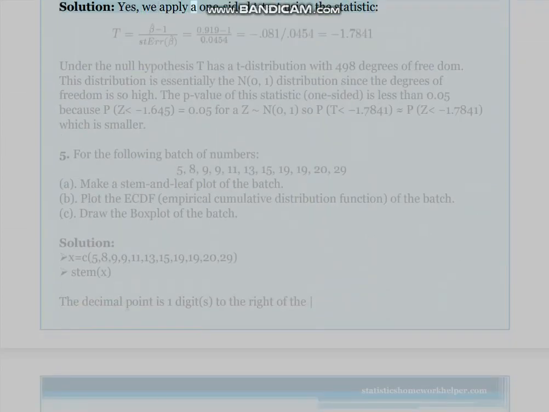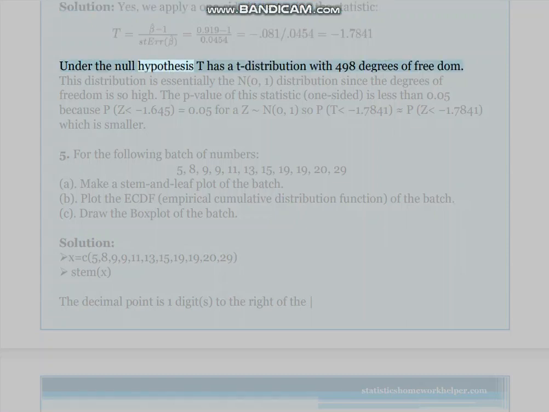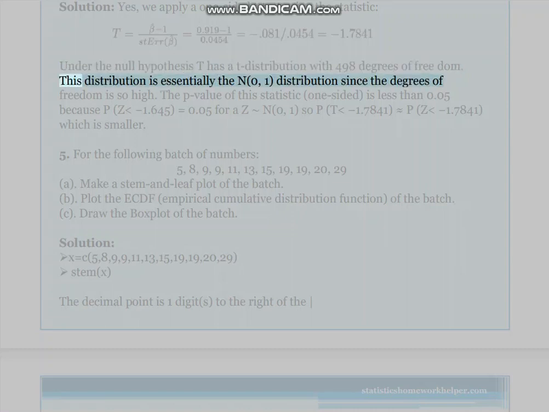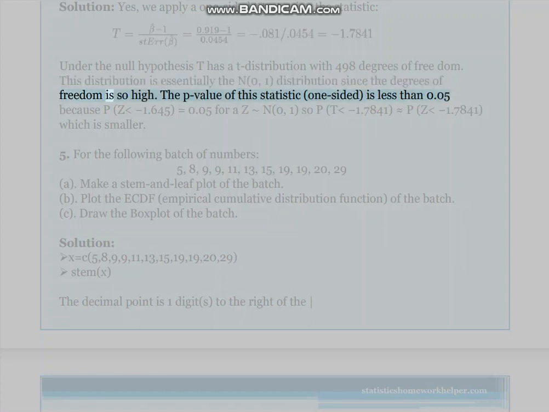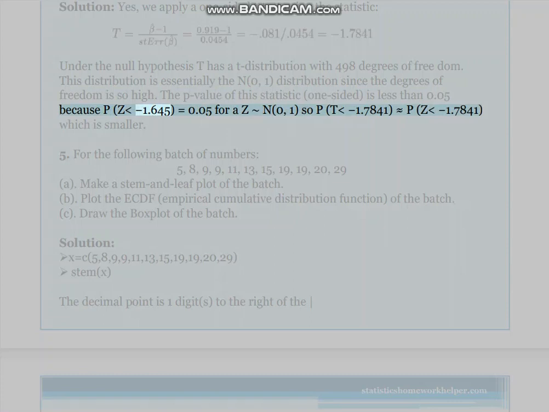Solution: yes, we apply a one-sided t-test using the statistic. Under the null hypothesis, T has a t-distribution with 498 degrees of freedom. This distribution is essentially the N(0,1) distribution since the degrees of freedom is so high. The p-value of this statistic, one-sided, is less than 0.05 because P(Z < -1.645) equals 0.05 for a Z distributed N(0,1), so P(T < -1.7841) is almost equal to P(Z < -1.7841), which is smaller.